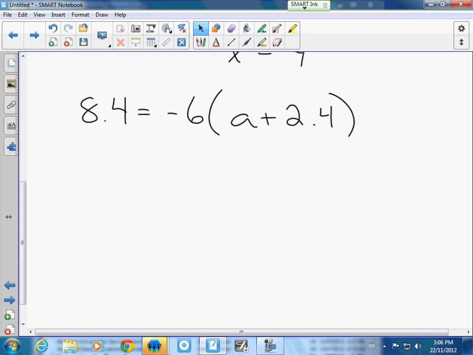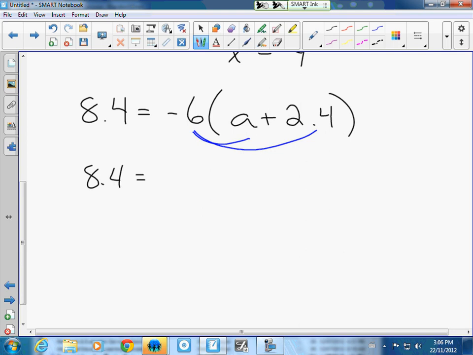Okay, what do you do first? What do you do with the negative 6? What's that called? Distributive property. Okay. So let's figure this out. So 8.4 equals, what's negative 6 times A? Negative 6A. What is negative 6 times positive 2.4? Negative 14.4. Okay.